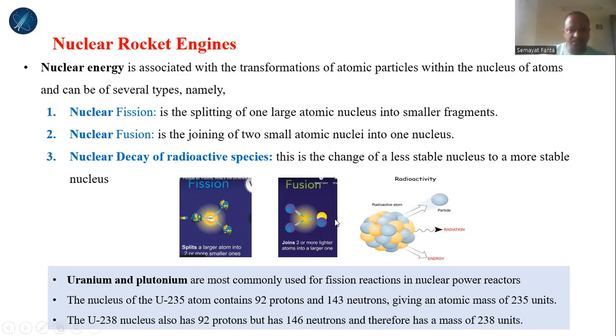So these figures show you the three processes, and in nuclear processes we most of the time use the uranium atom. We have two isotopes of uranium, like U-235 and U-238. So those uraniums are more often used for this purpose.